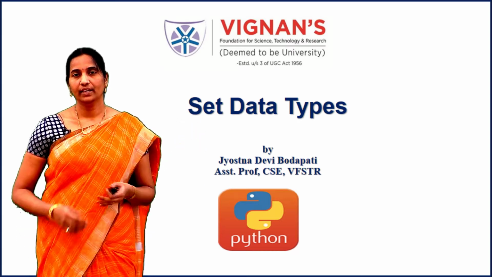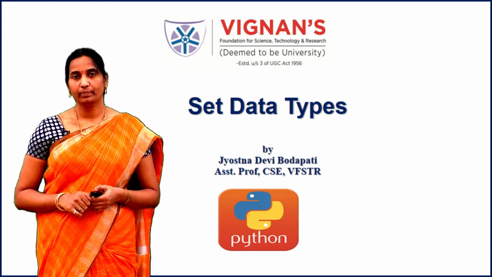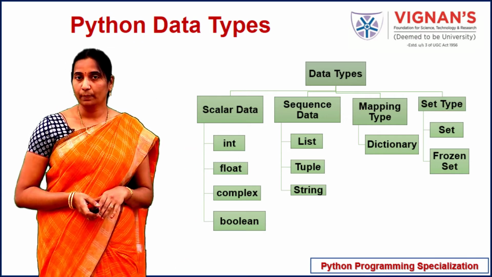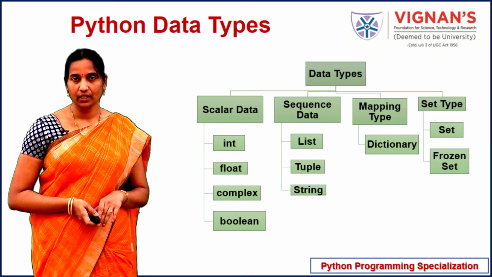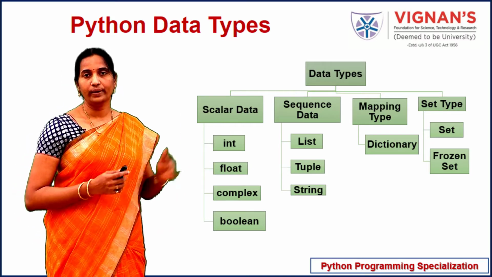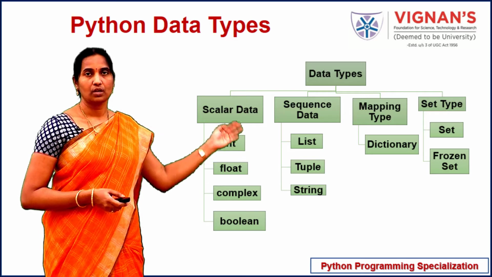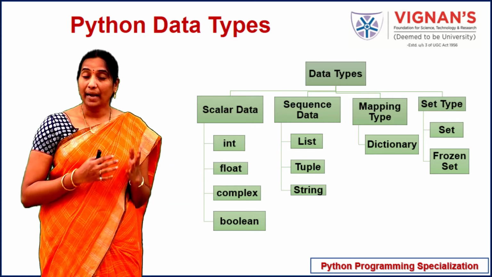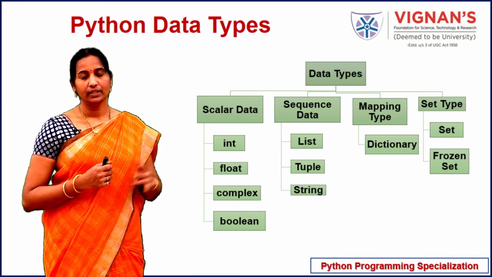In this video we'll see what are the set data types that are supported by Python. Python actually supports numerous data types to support storing various types of data. To store the scalar data, it supports int, float and complex. To store the sequential type of data, it supports lists, tuple and strings. Whereas to store the mapping type of data, it supports the dictionary data type.